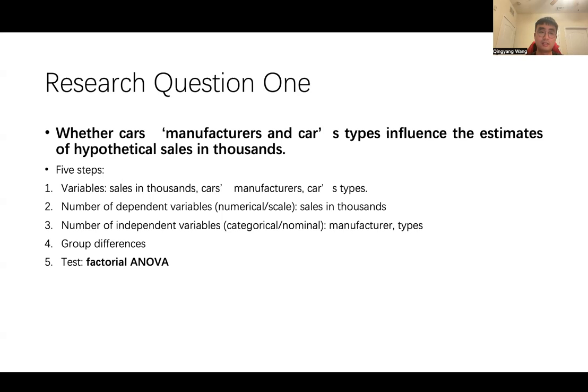The second step is that my dependent variable is the sales in thousands, which is scale. The next step is that my independent variables are manufacturers and types. They are nominal. The fourth step is that I will determine their group differences. Thus, based on those 4 steps, the last step is that the appropriate method is the factorial ANOVA.